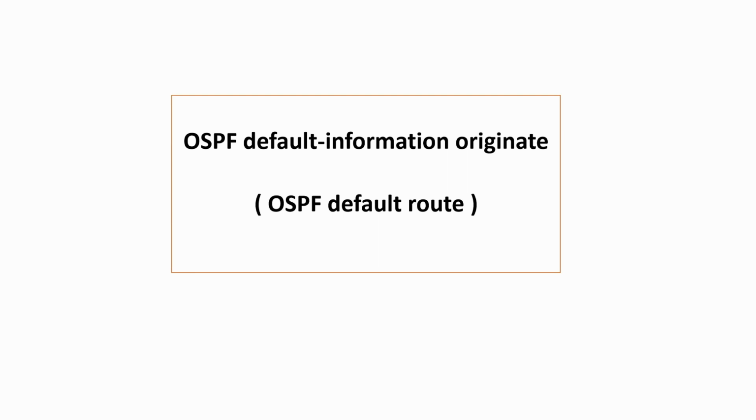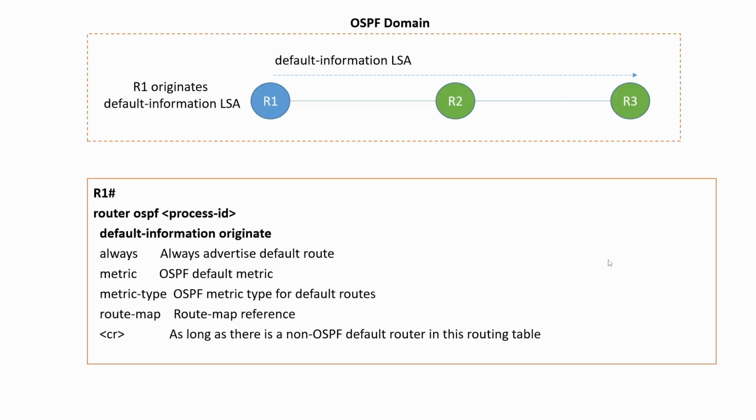In this video, we will talk about OSPF default information originate. Default information originate, in other words, is default routes originate. How does it work? Take a look at the above diagram. This is the OSPF domain. This OSPF domain consists of three routers.